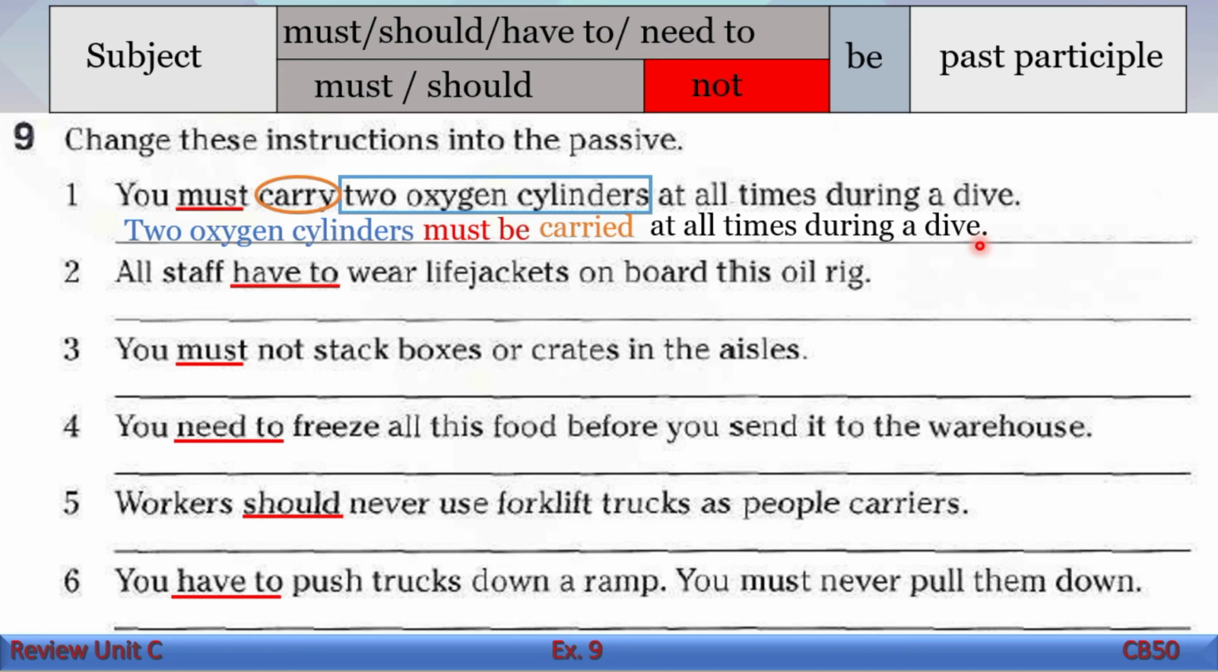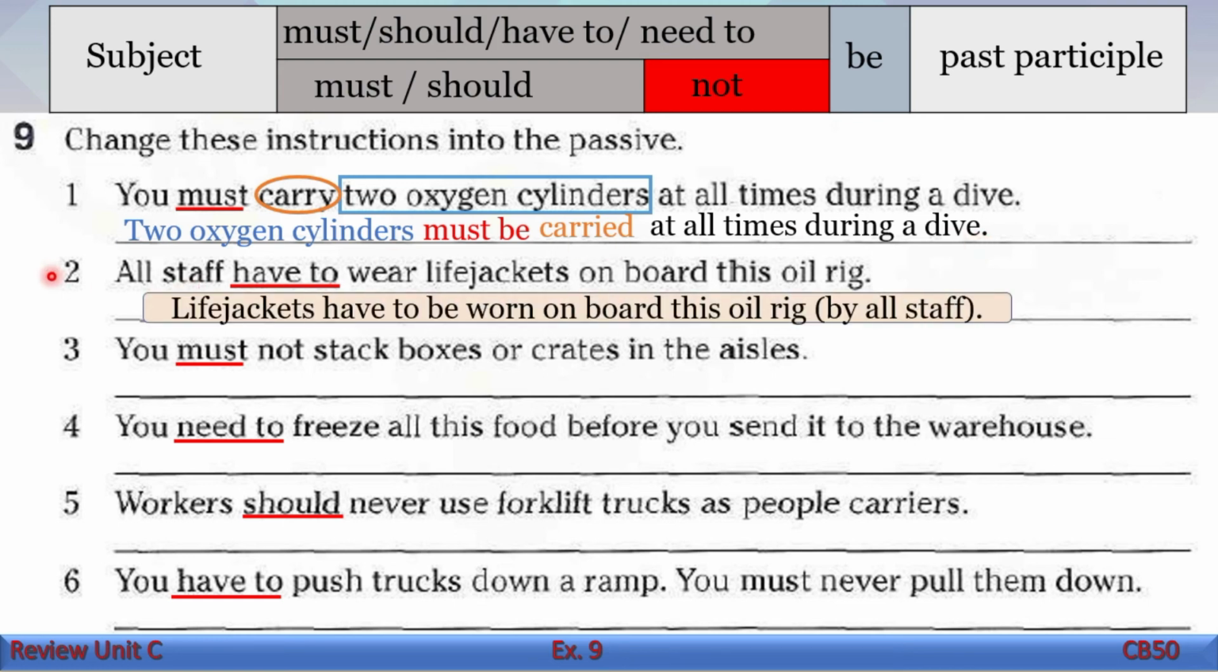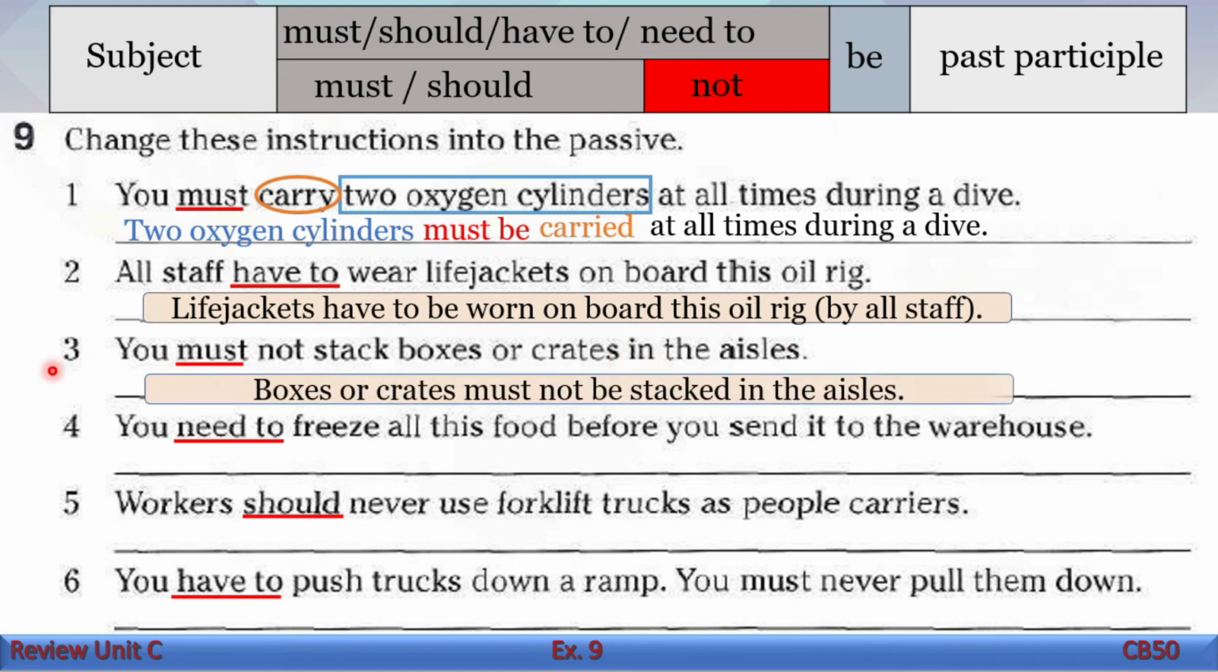Good. Now let's check the answers. Number 2, life jackets have to be worn on board this oil rig by all staff. This part is optional. If you want, you can add it. The main concern, what you are interested in, is the action, not the doer of the action. So number 3, boxes or crates must not be stacked in the aisles.